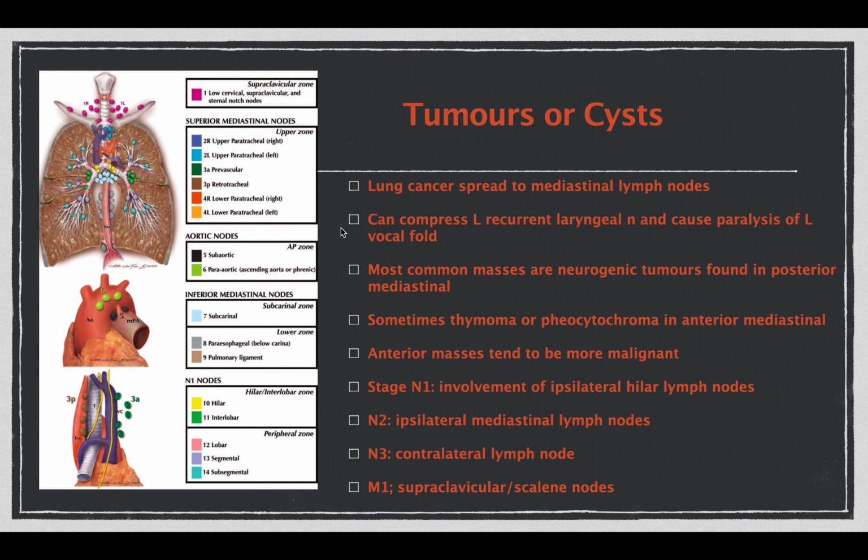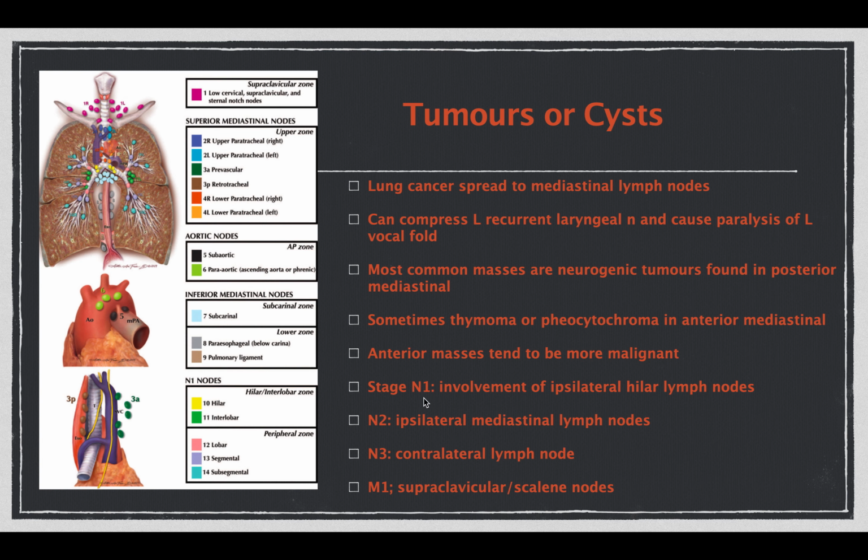So the most common masses are neurogenic tumors found in the posterior mediastinal area, and sometimes a thymoma or a pheochromocytoma can occur, and those are in the anterior mediastinum. That's far more rare, but the anterior masses tend to be more malignant, and there are these different stages.